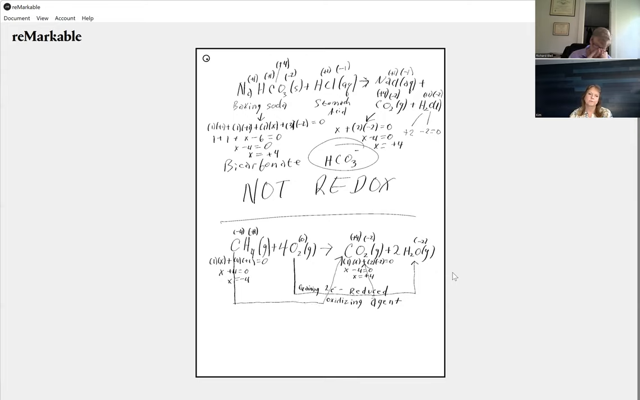How many electrons total is it losing? Eight electrons as it goes from minus four to plus four. It has to lose four electrons to get up to an oxidation number of zero. It's going to lose four more electrons to get to the oxidation number of plus four. Total of eight electrons. It is losing electrons. It is being oxidized, which makes it the reducing agent.